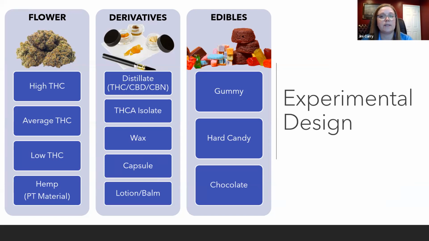And so this is actually some PT material we received from NSI as part of our PT program for running our PTs. They send blank matrix that you run. And so we used this blank matrix as well. And then for our derivative products, we're looking at distillate. We're looking at some THC distillate, some CBD distillate, some CBN distillate. We're looking at some THCA isolate, some wax, capsules, lotions, balms. And then in edibles, we were looking at gummy, hard candy, and chocolates.